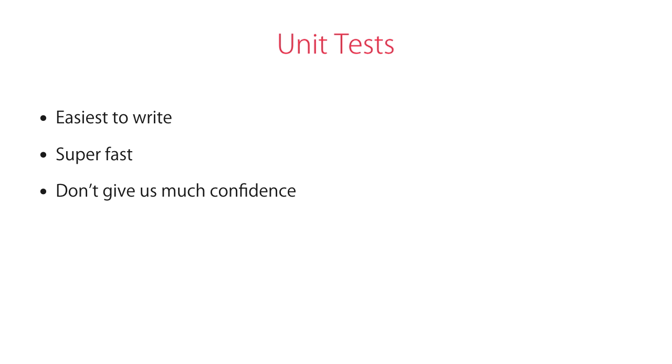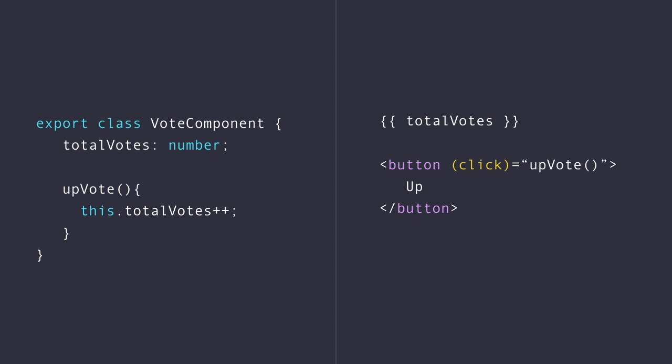Unit tests are easiest to write, they're super fast, but they don't give us much confidence about the functionality of our application. So let's take a look at an example. Here we have this simple vote component that you saw in my beginner's Angular course. Now I've simplified the code here, but basically we have this property total votes, and this method that would change the value of this property.